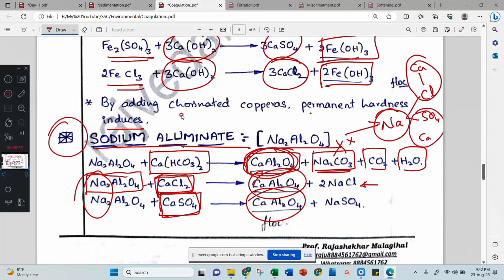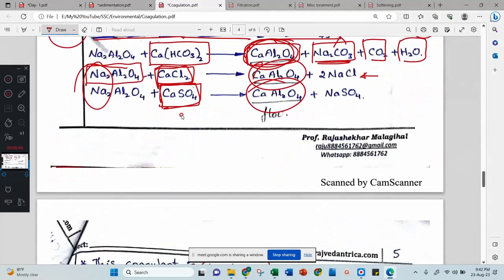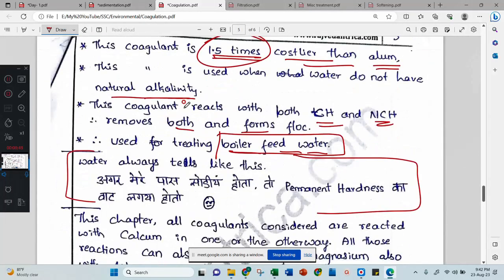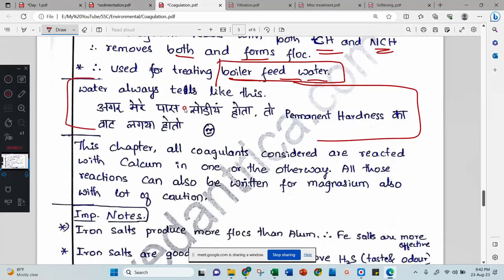But if sodium comes, then this friendship will break, no? That friendship will be broken, and these will come with sodium. So if sodium is there, permanent hardness breaks. That's why I have written here, water always tells like this.